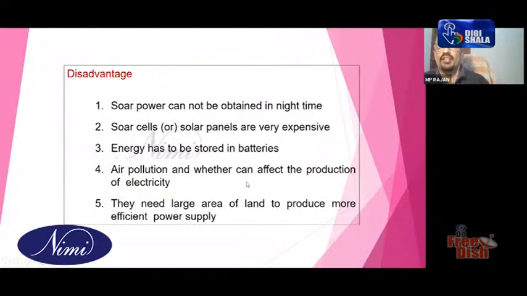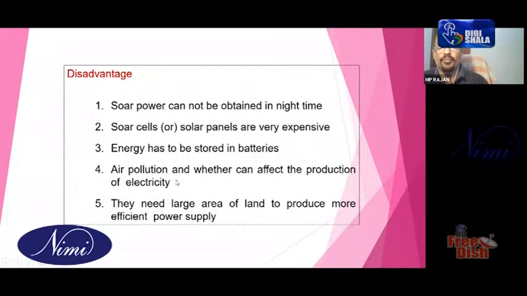Air pollution and some other calamities which may affect the production of electricity. Not only the night is a problem, if you have dust, where there is a factory nearby, the dust fumes from the factory will be deposited on the top layer of the solar panel, which prevents the diffusion of photon activation. So the light gets obstructed. So you have to do frequent cleaning.